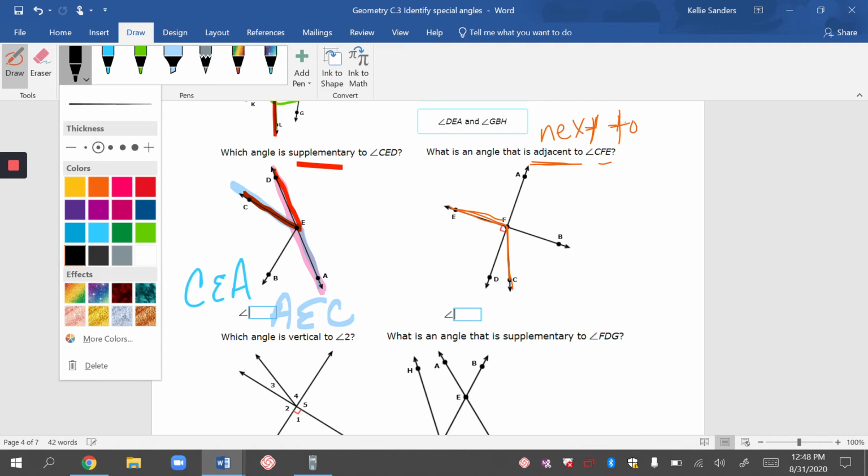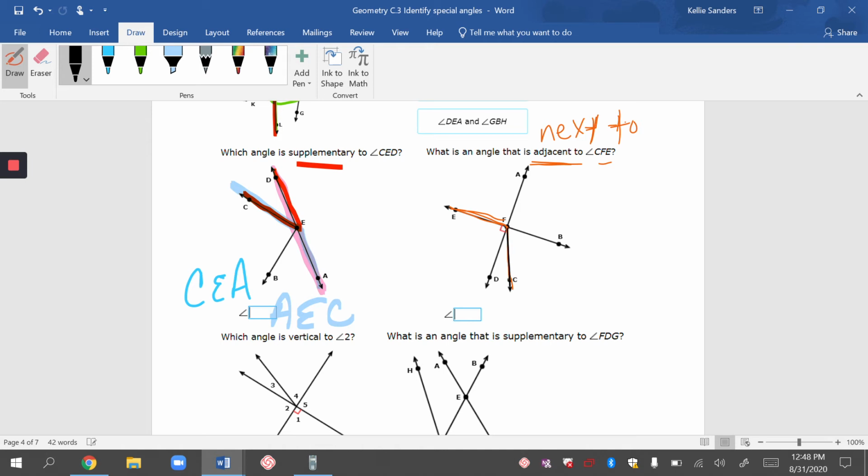Okay? So, basically, it has to share a side. CF is a side and EF is a side. So, I could put CFB. I could have also put EFA. Any of those would have worked, and those are adjacent to it because they're sharing the same side.